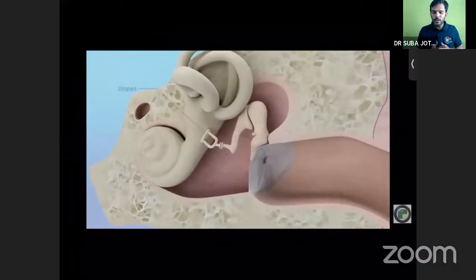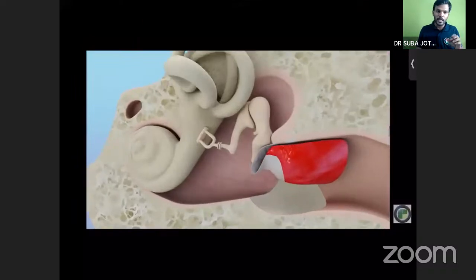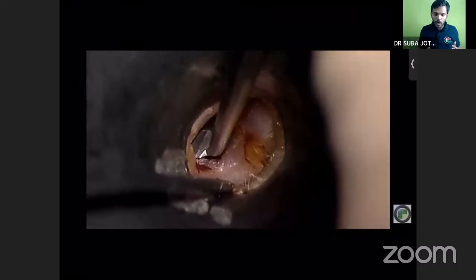Here we are going to visualize the ossicles. Then we are going to cut through the footplate of stapes. Then finally we are going to place a piston over here. You just look at this video, you will get some idea about how the ossicles are placed.